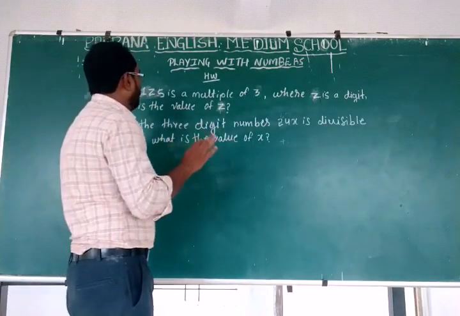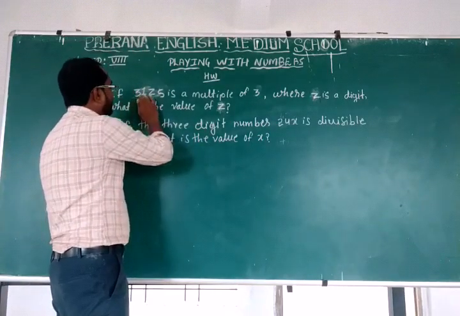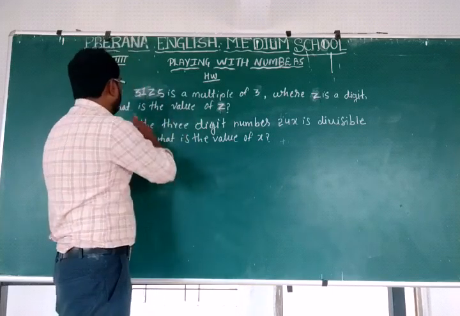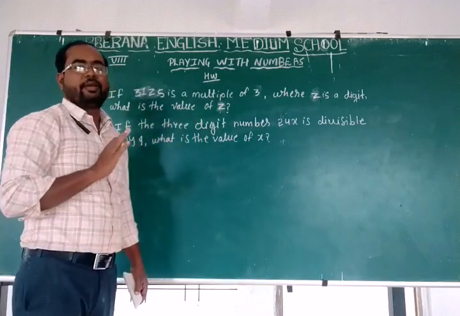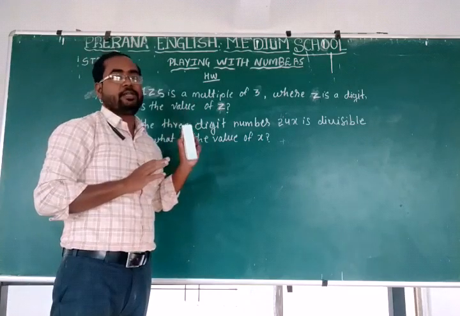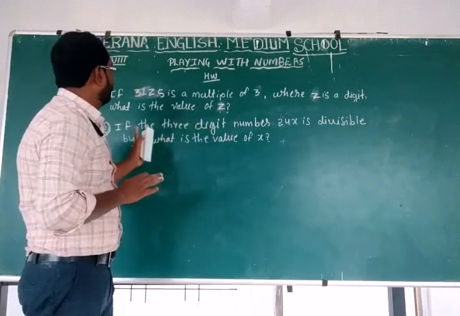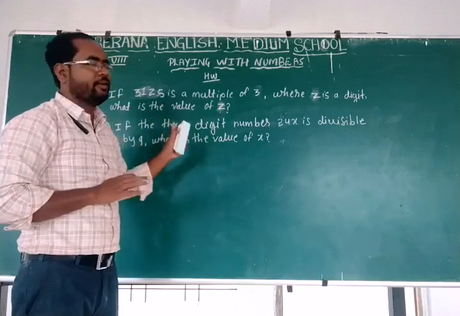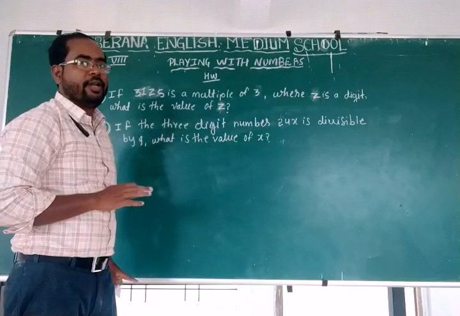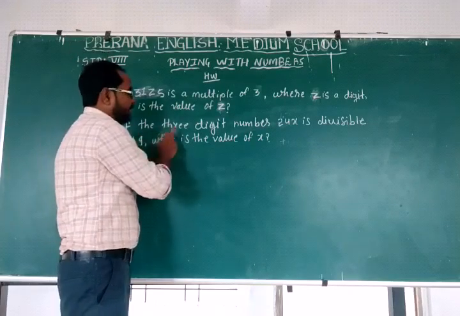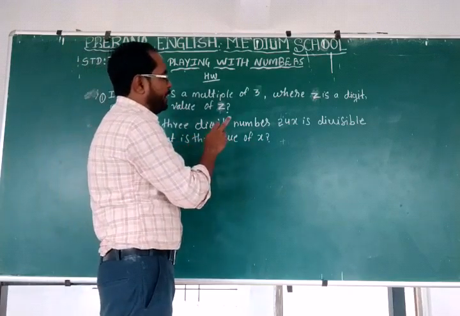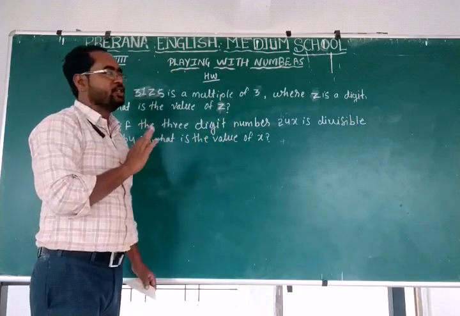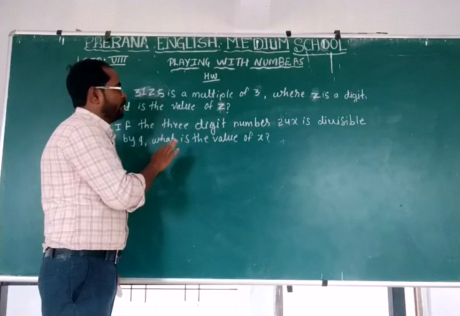Now note down the homework. If 31Z5 is a multiple of 3, where Z is a digit, what is the value of Z? Find all the possible values of Z. Either it may be 0, 3, 6, 9, like that you will get the values. Find all the possible values. If the 3-digit number 24x is divisible by 9, what is the value of x? These two are the homework for you.